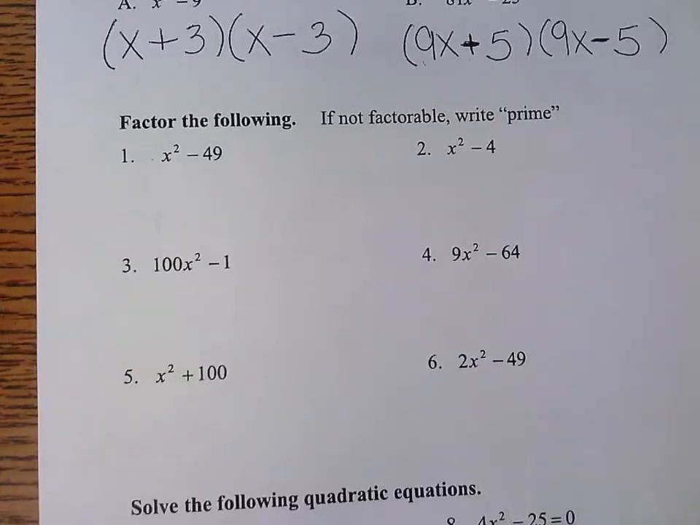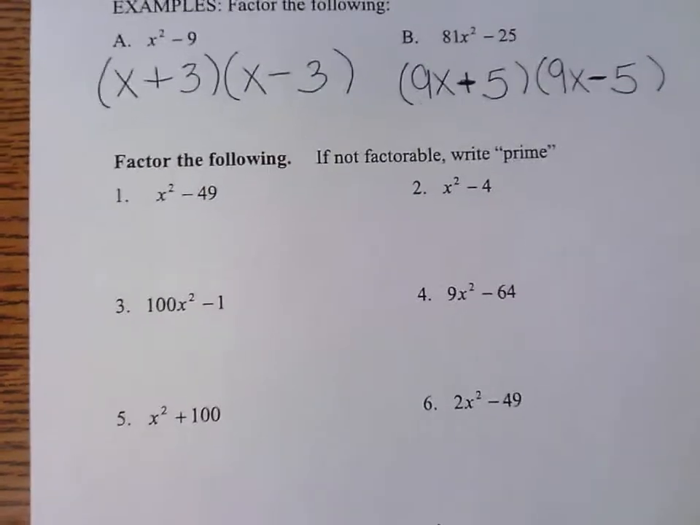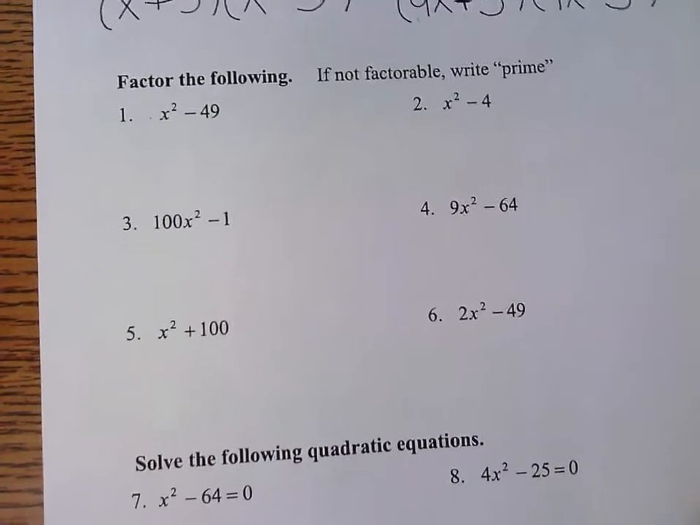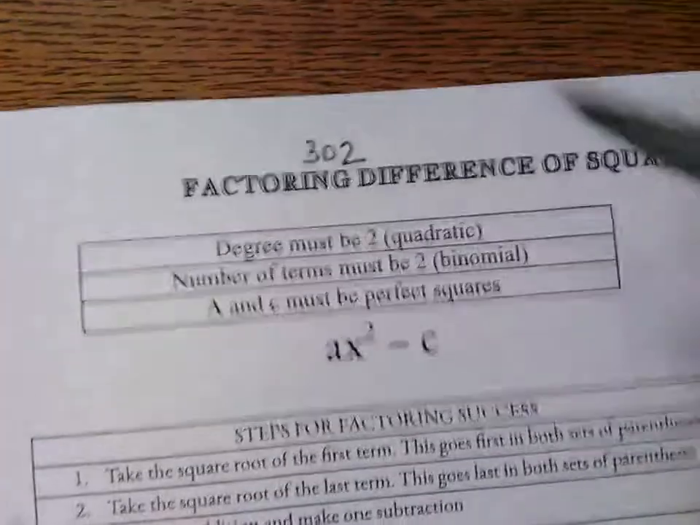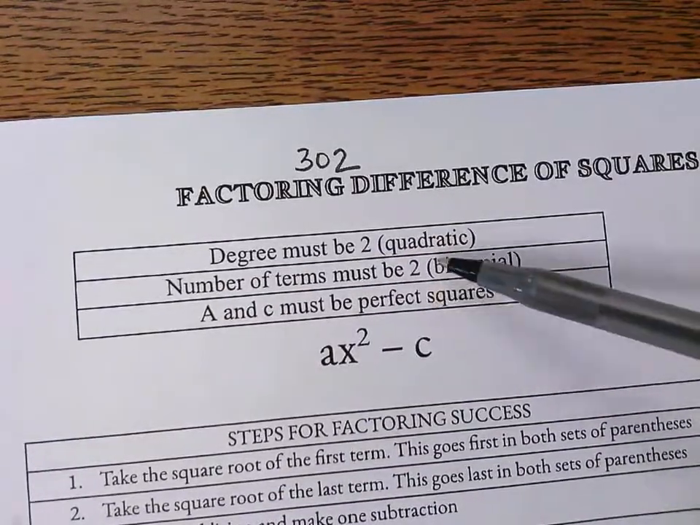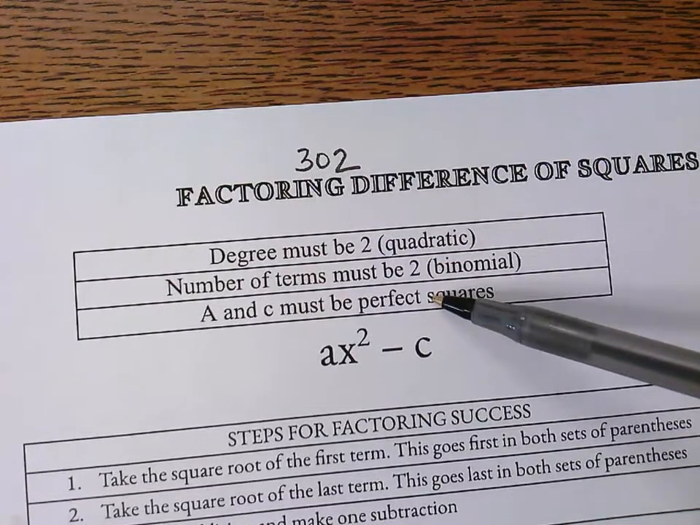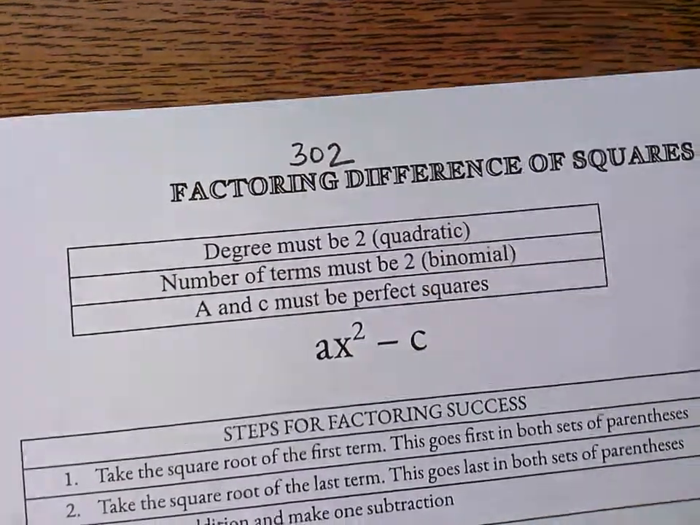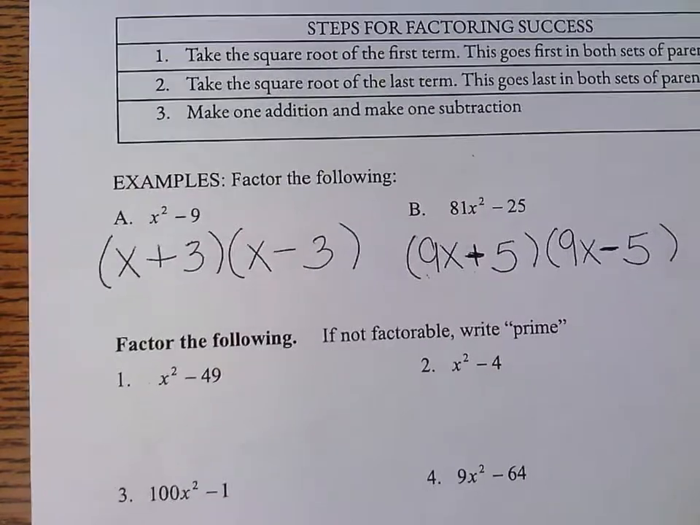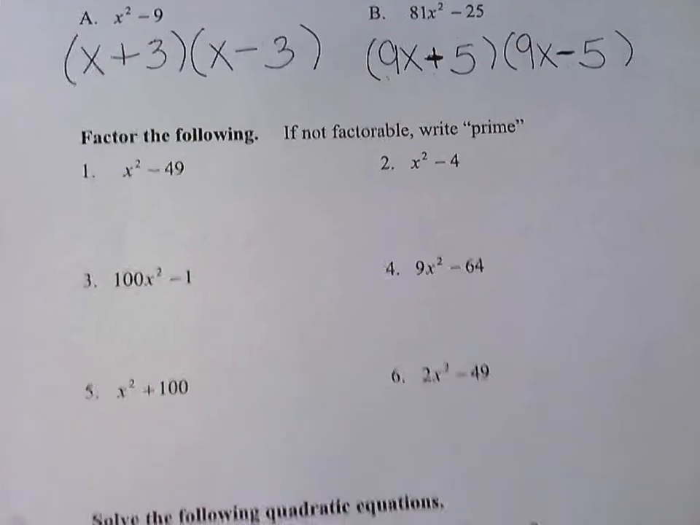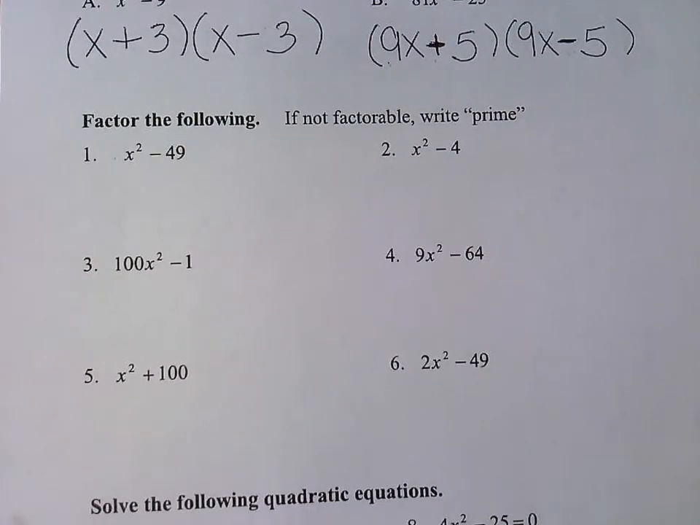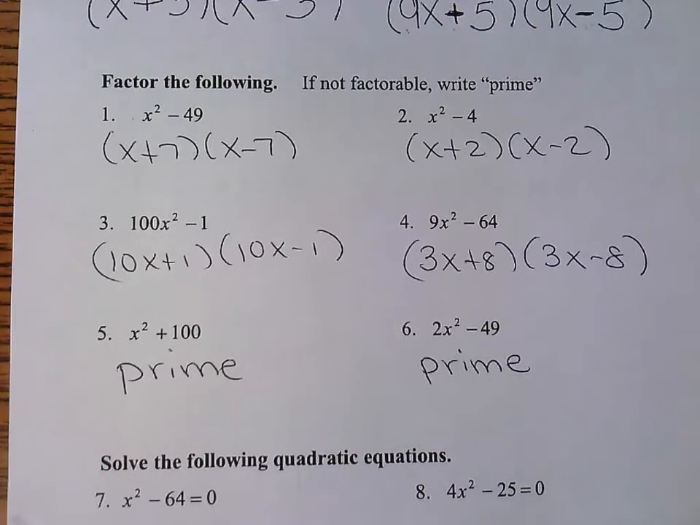So I just said factor each of the following. If they are not factorable, write prime. If they're not factorable, one of these things up here is not being followed: 2 terms, perfect squares, and it has to be a subtraction sign. So take a look at 1 through 6, maybe on your own for a minute first, and then we'll go through the answers to 1 through 6 together.